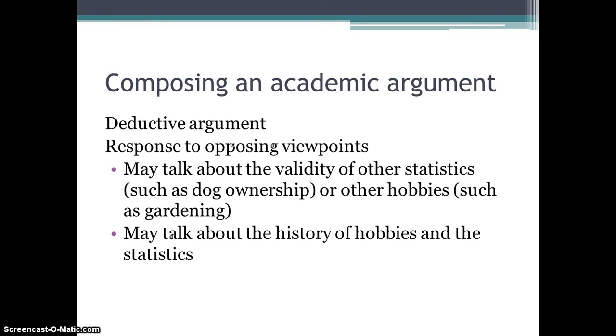You may talk about opposing viewpoints, and you always do need to address opposing viewpoints. In this case, you might talk about the validity of other statistics, or offer a concession, such as dog ownership or other hobbies, such as gardening. You might talk about the history of hobbies and statistics. Maybe this is a dynamic sort of thing. But you always have to talk about what the quote-unquote other side would think about this idea.